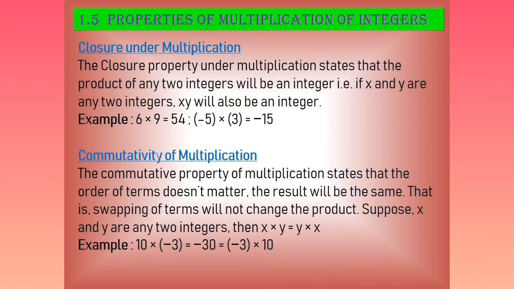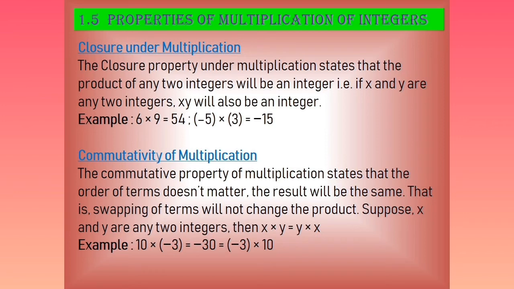Properties of multiplication of integers. Closure under multiplication. The closure property under multiplication states that the product of any two integers will be an integer. That is, if x and y are any two integers, x × y will also be an integer. Example, 6 × 9 = 54. -5 × 3 = -15.